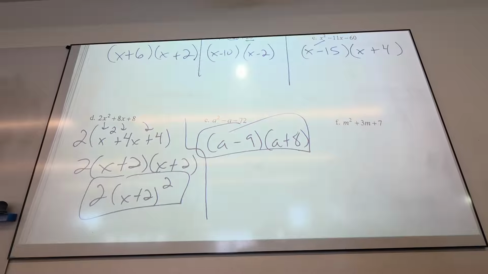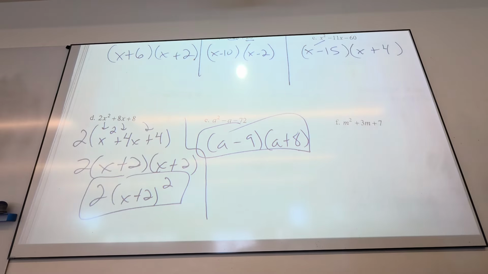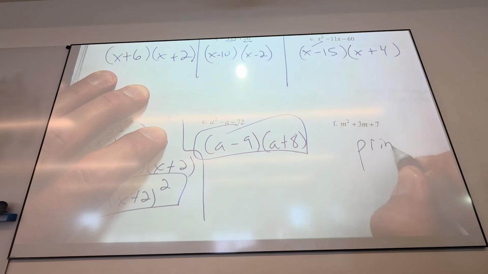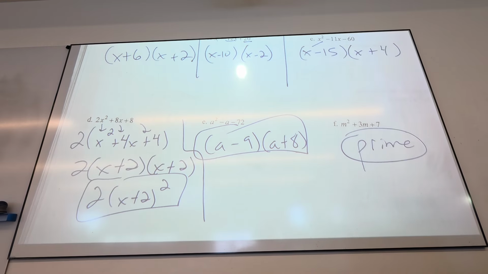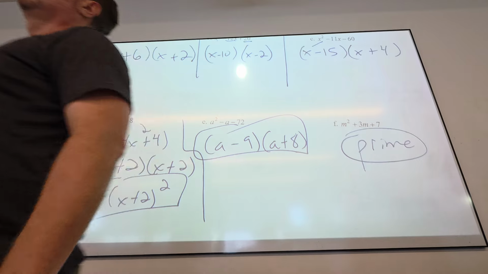Are there 2 nice numbers that multiply to 7 and add to 3? No. In fact, the only 2 numbers that do that are imaginary. They're complex. So we're not going to do that. We're just going to say, in this case, it's prime. What do you say when you can't factor a number besides 1 and itself? Prime. Okay.